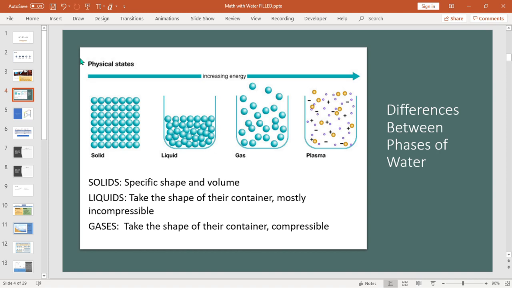They also move around more so than solids, but not as much as gases, which take the shape of their container. They'll float at the top if they're not a heavy gas, if they're less dense than air. They are compressible.